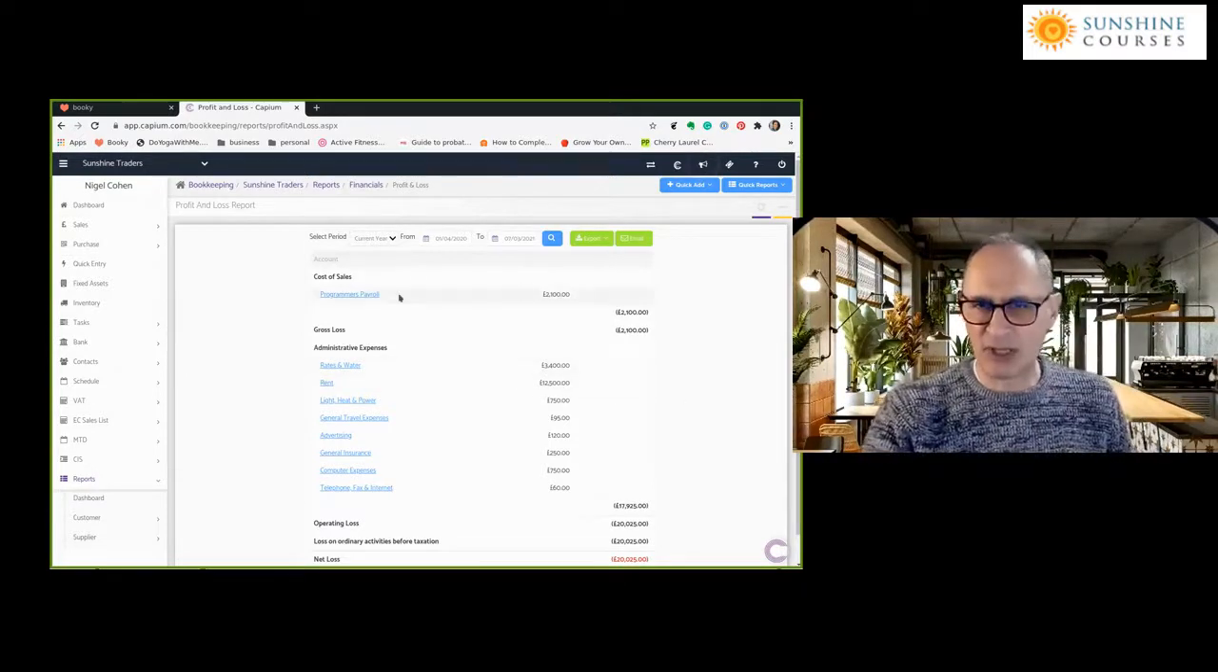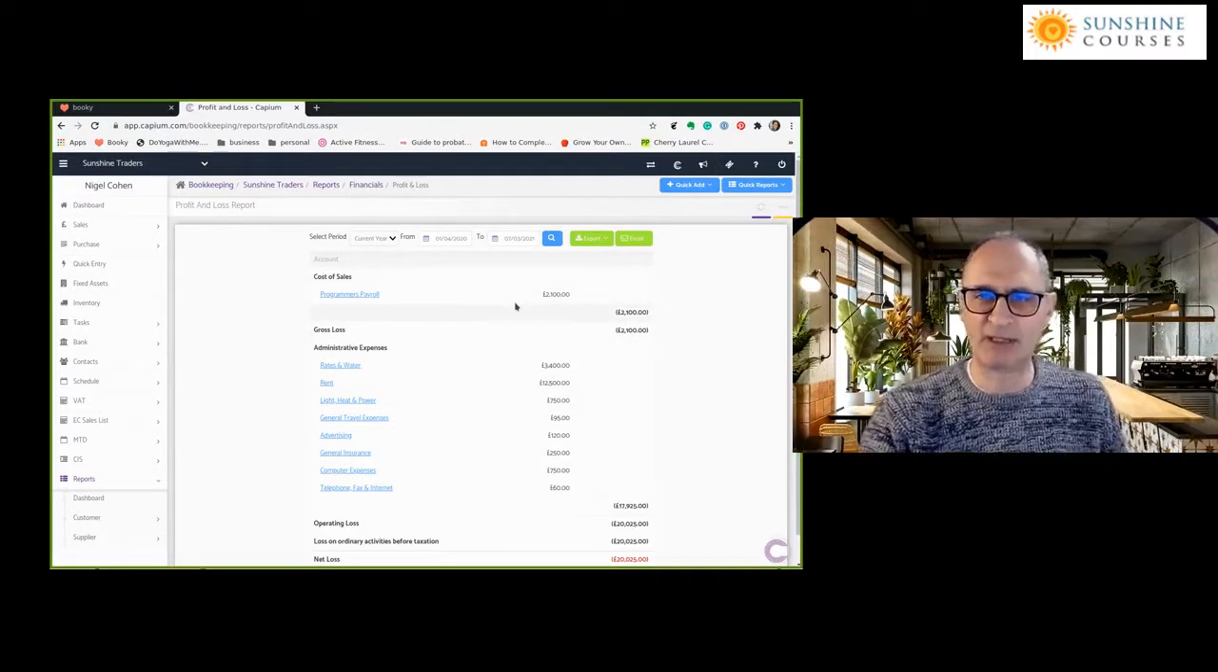So just to highlight this, we pay our programmers £2,100 in the month of February. They're part of our cost of sales. I'll explain that in a minute when we've entered the sales and the other purchases. We've got administrative expenses of water, rent, rates, light and heat, travel expenses, advertising, insurance. These are very typical. This is a very typical portfolio, an array of expenses.